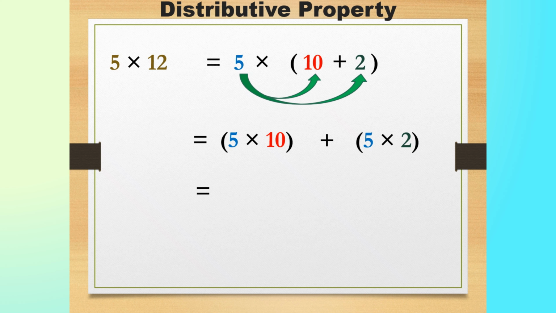5 times 10 is 50. 5 times 2 is 10. Add the two products. 50 plus 10 gives us 60. Now you know the secret to breaking big problems into easy pieces.